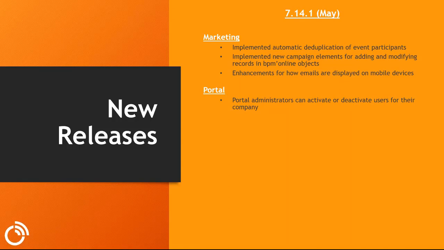They've also added new elements to the campaign builder. You can now modify and add records in bpm'online as part of a campaign. So if someone, say, opens your emails or clicks through your email and you want to add a new lead or update a lead or a contact based off of that change, you can do that. And there were also some enhancements for how emails are displayed on mobile devices.